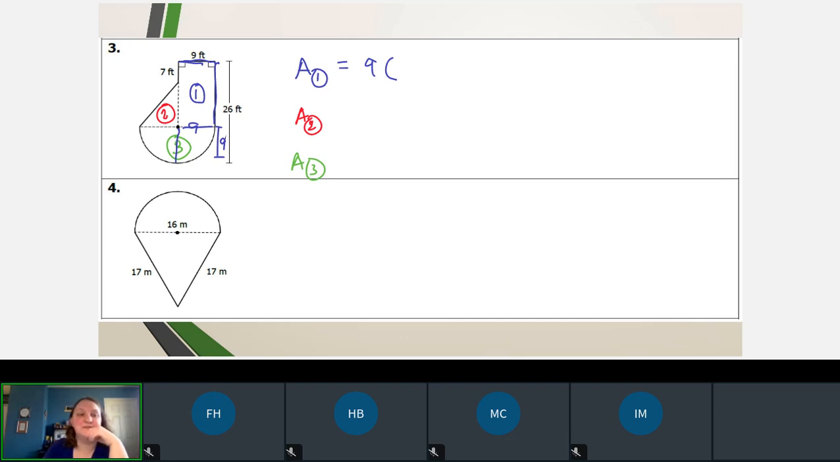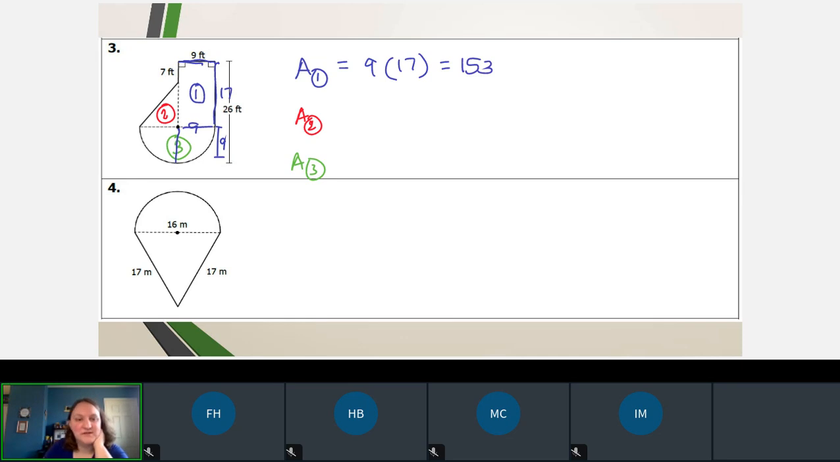Yeah, I'm showing you examples because these are probably things that maybe you didn't think of right away, but it'll help you on future problems, I bet. Yeah, so 26 minus 9 tells me that the length of that is 17. So 9 times 17 is 153. So the area of that rectangle is 153.